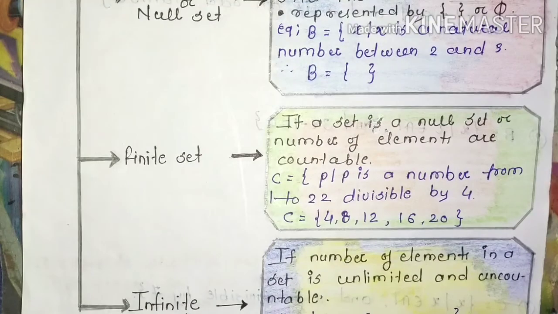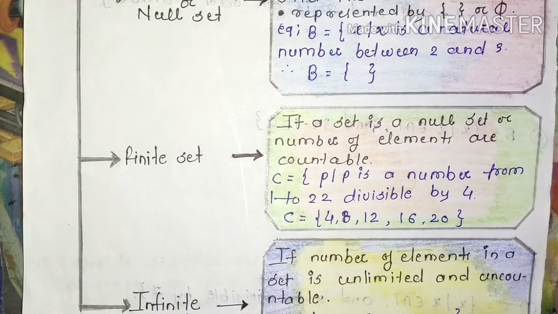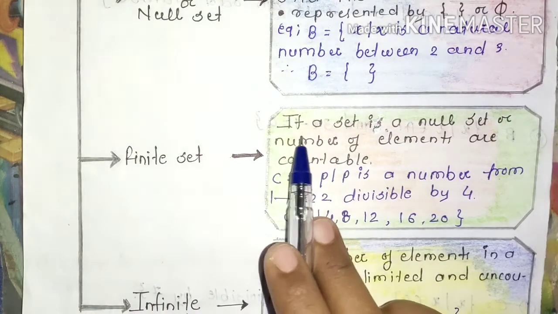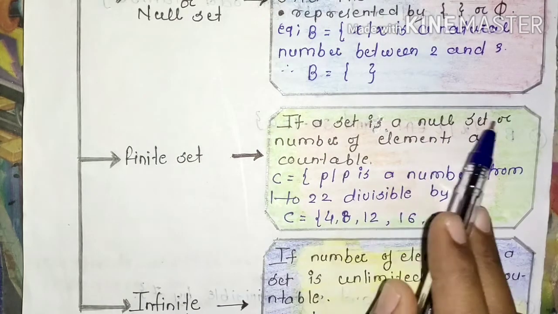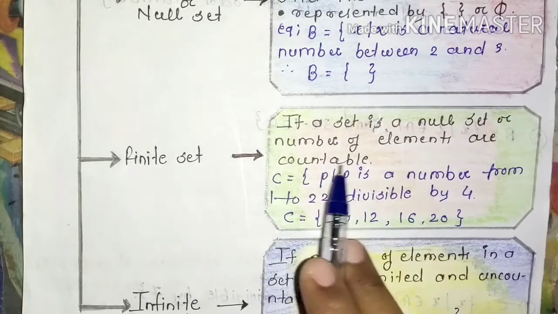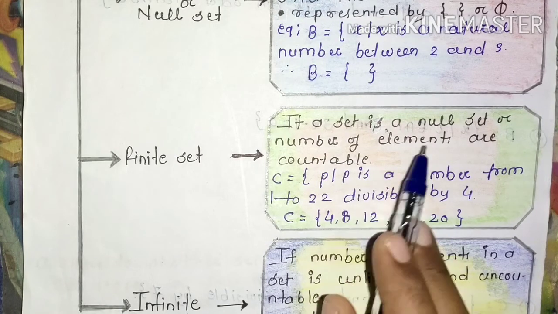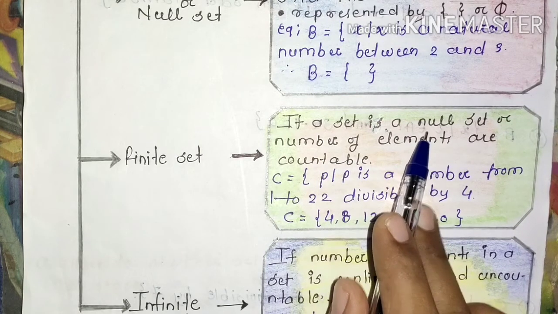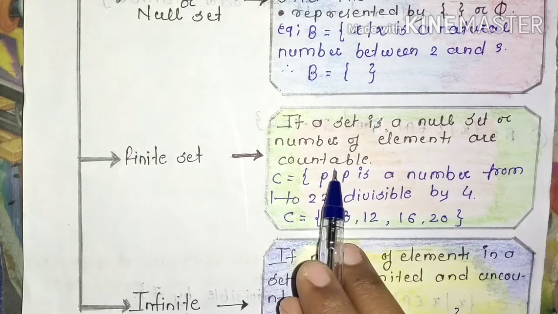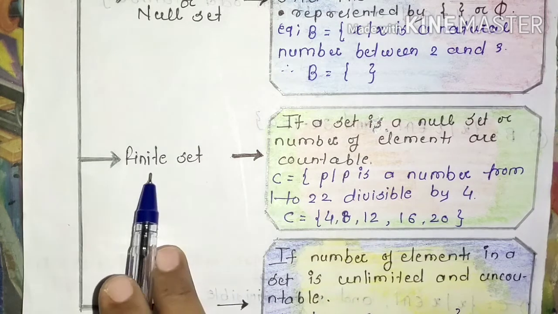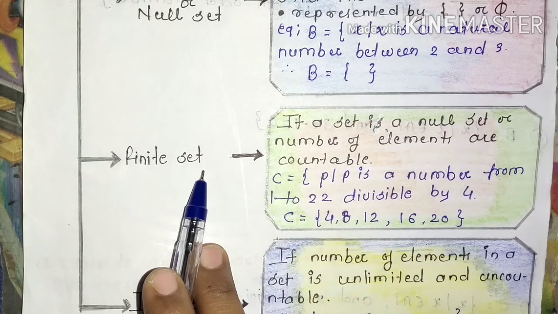Next we have the finite set. Finite set means what? If a set is a null set or the number of elements is countable. If we have a particular set which is either a null set or the elements in the set are countable, if we can count the number of elements in a set, then this set is called a finite set.